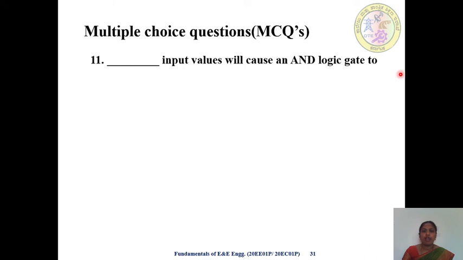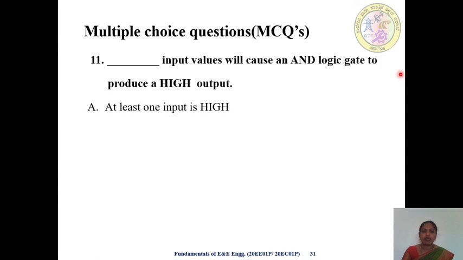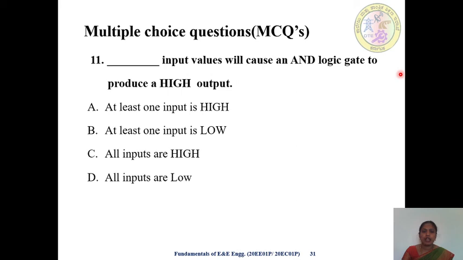Dash input values will cause an AND logic gate to produce a high output. Options are at least one input is high, at least one input is low, all inputs are high, all inputs are low. The option is C. All inputs are high. So the solution is C. When all the inputs are high, then the output will be high for the AND gate.